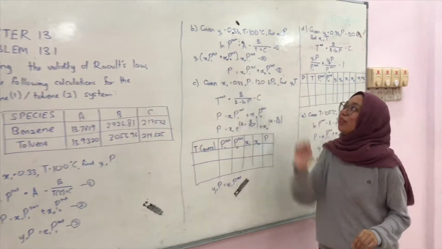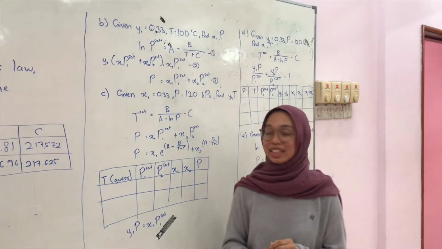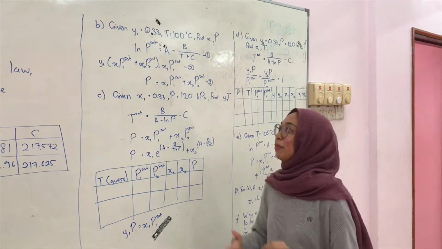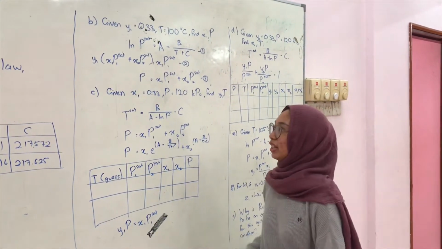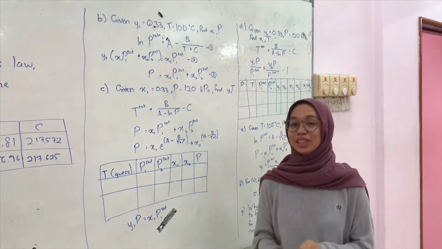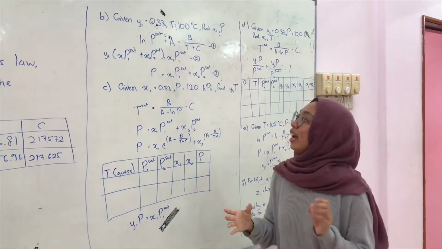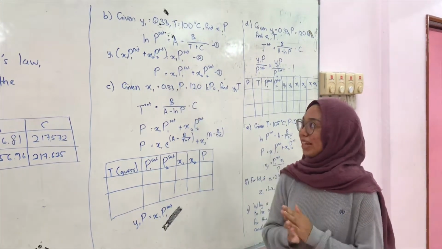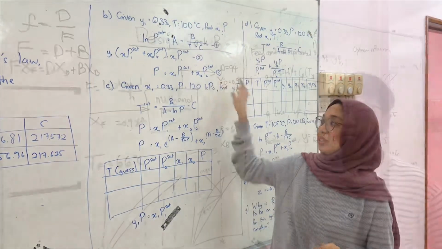Moving on to part B, which is given y1 equals 0.33 and temperature 100 degrees Celsius, find x1 and P. Using the Antoine equation, we get P1 saturated and P2 saturated again. Then using Raoult's law, y1 P equals x1 P1sat, and P equals x1 P1sat plus x2 P2sat, we obtain x1. To obtain P, we calculate x1 P1sat plus x2 P2sat.